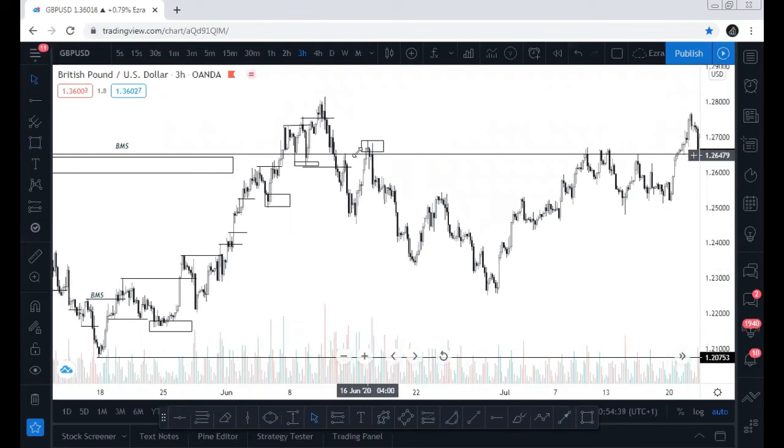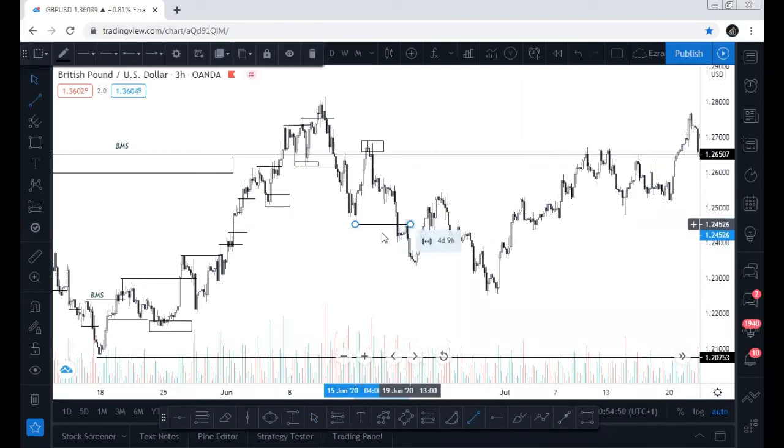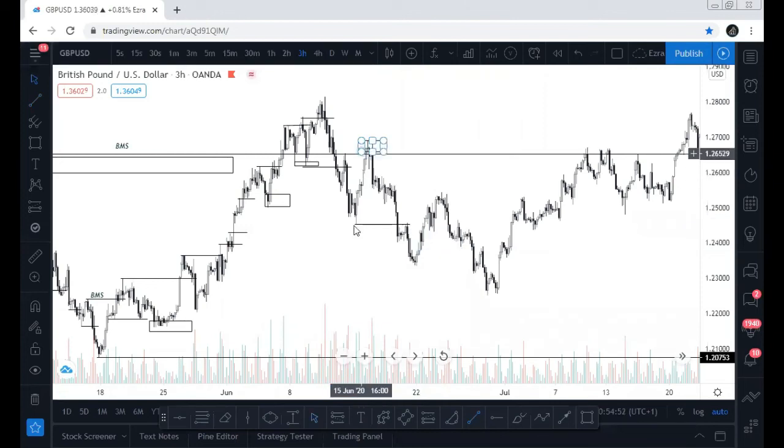So price created the sponsor candle here. After that, it broke this structure low. Broke this structure low. This is what they call a deep pullback, deep corrective wave. This is what we call deep corrective wave. After the first corrective wave, price always would create a deep corrective wave.